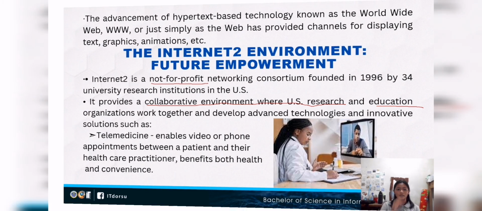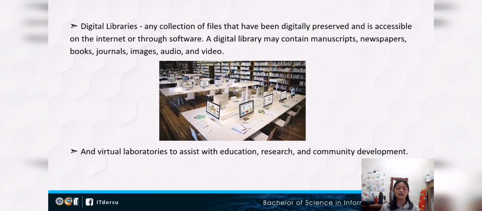Next is digital libraries. So, digital libraries is any collection of files that have been digitally preserved and accessible on the internet or through software. So, a digital library may contain manuscripts, newspapers, books, journals, images, audio, and video.